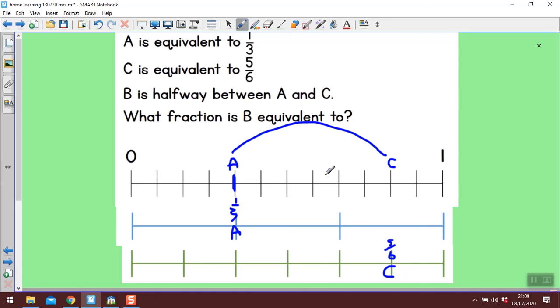I need to work out what halfway is between A and C. So there's 1, 2, 3, 4, 5, 6 jumps between them. What's half of 6 jumps? It's 3 jumps, isn't it? 1, 2, 3. So what is the value of this? Well, we've got 12ths now. How many 12ths is this? One 12th, 2 12ths, 3 12ths, 4 12ths, 5 12ths, 6 12ths, 7 12ths. So B is equivalent to 7 12ths.